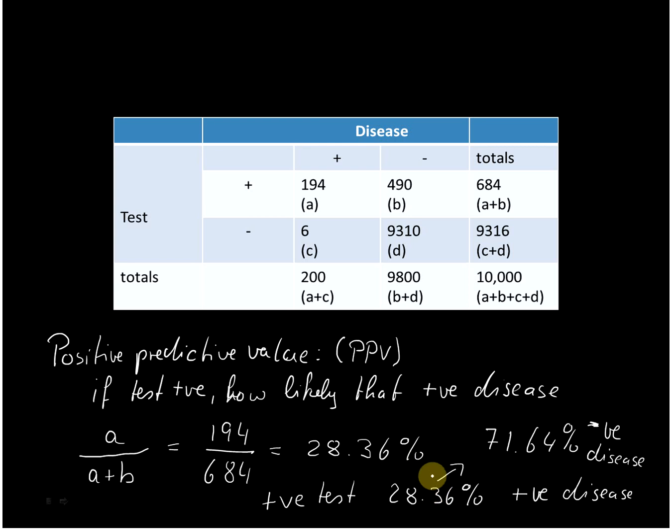So hopefully this makes sense to you. These 4 or 5 values: specificity, sensitivity, negative predictive value, and positive predictive value, and prevalence, obviously, are very important parameters in clinical testing.